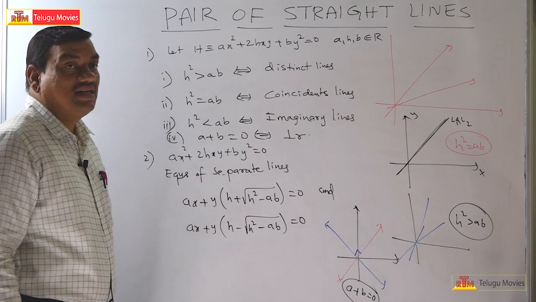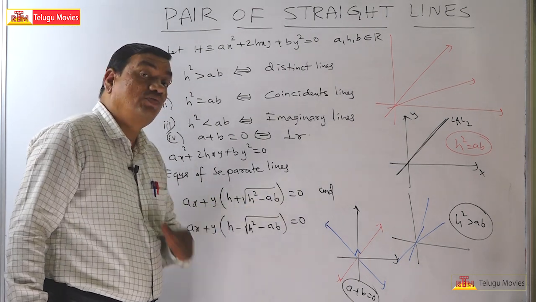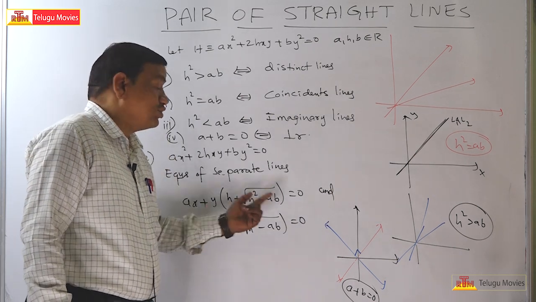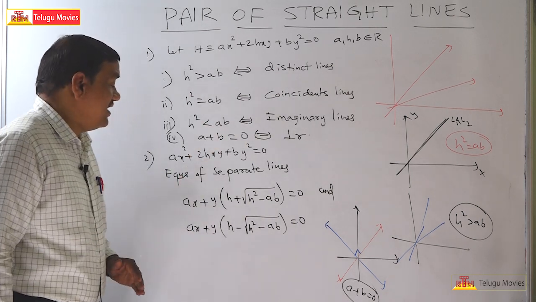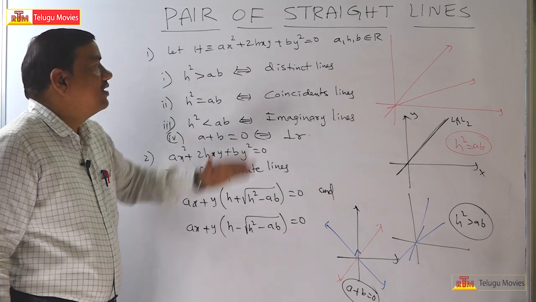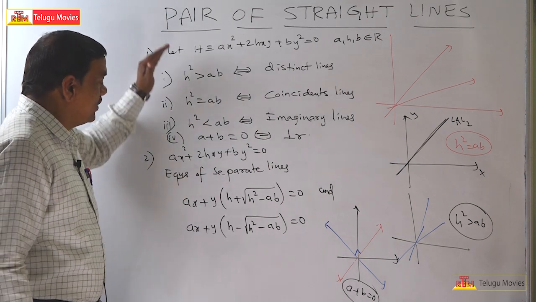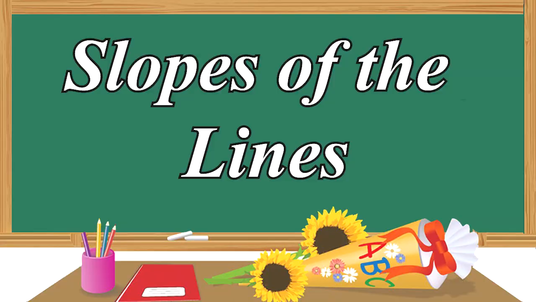If h square is less than ab, under the square root you will get a negative quantity, so you will get imaginary numbers. In the square root there should not be any negative number. So if a plus b is equal to 0, then the two lines will be perpendicular to each other. I hope that you understand this concept. So let us go for the next concept.